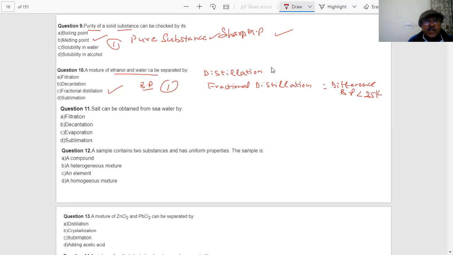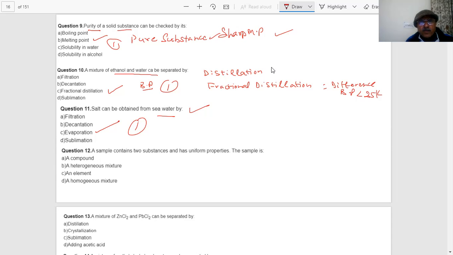Salt can be obtained from seawater by evaporation. Sir, evaporation. Yes, that is how they make salt from the sea. If you have ever seen it, water evaporates, and seawater contains a large amount of salt, which you are eating at home, student. So evaporation is the right answer. Water evaporates, salt remains. Next question on the screen.